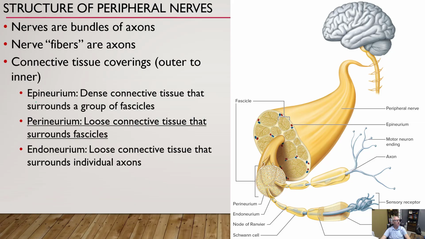Just like the muscles, nerves have 3 different connective tissue layers: the epineurium, perineurium, and the endoneurium, depending on what they are surrounding. The epineurium surrounds the nerve as a whole. The perineurium surrounds the fascicles of the nerve, and the endoneurium kind of surrounds individual axons.